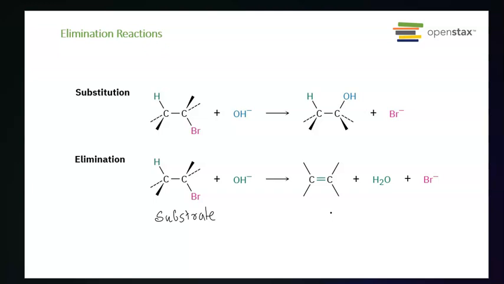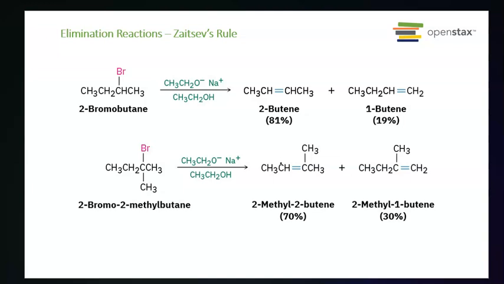Now, elimination reactions can be a little more complicated than substitution reactions because we have to look into what is called Zaitsev's rule for predicting the products of the reaction. Okay? So according to Zaitsev's rule, the product of an elimination reaction would be the one where there is a greater substitution at the alkene, or you can say the major product would be the one where there is a greater substitution at the alkene.